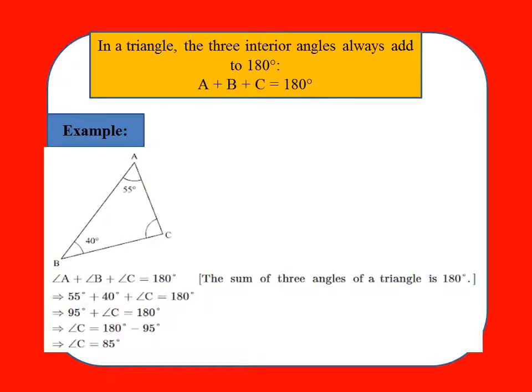Here is also an example of three angles in a triangle. The sum also adds up to 180 degrees. So, A plus B plus C equals 180 degrees.